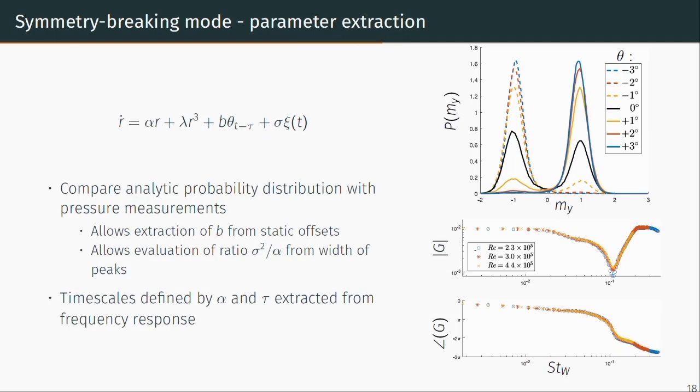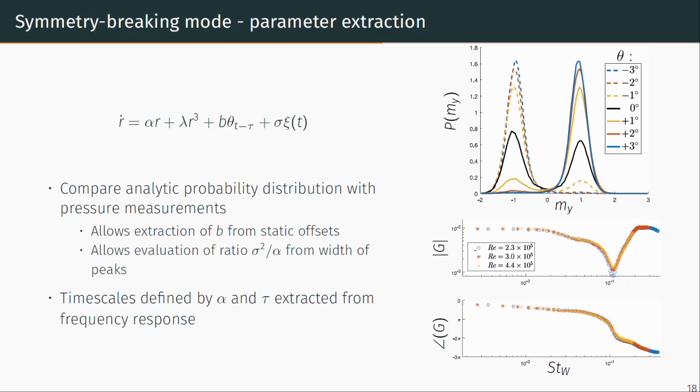Now comparing that with our experimental measurements at high Reynolds number, as I was showing before, we get this bimodal distribution of our pressure metric, M, which corresponds very nicely, with the right parameters, to that bimodal distribution that one can obtain analytically from the Fokker-Planck equation. So by comparing these probability distributions and seeing how the skewness of the distribution changes with theta, you can extract the parameter b here, and also the ratio of the parameters sigma and alpha.